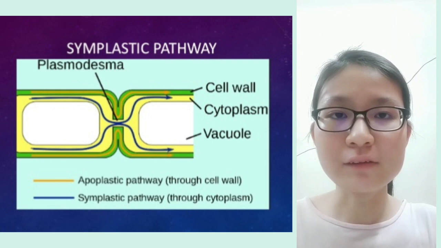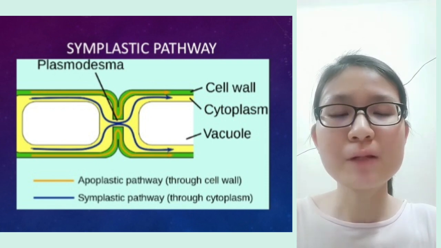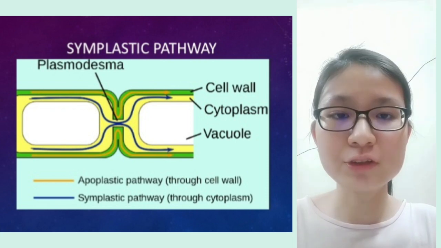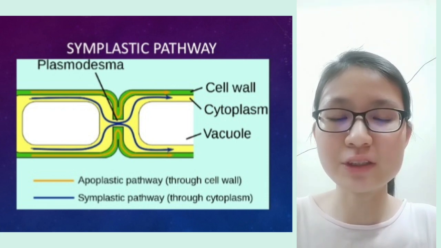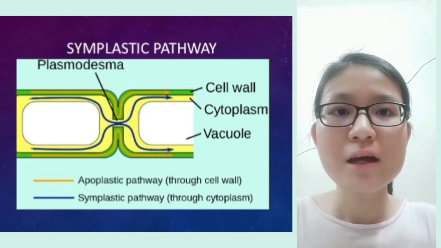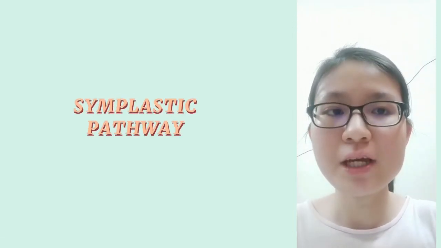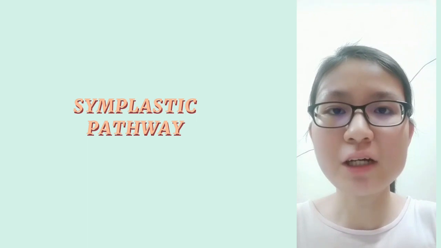Now let us have a look at the functions of plasmodesmata. The plasmodesmata allow direct flow of small molecules like amino acids, sugars, and ions between cells. Small spaces of plasmodesmata cause the water and minerals to move with high resistance and at a slower speed compared to the apoplastic pathway. In the symplastic pathway, the water moves through the protoplast of the root cortex.